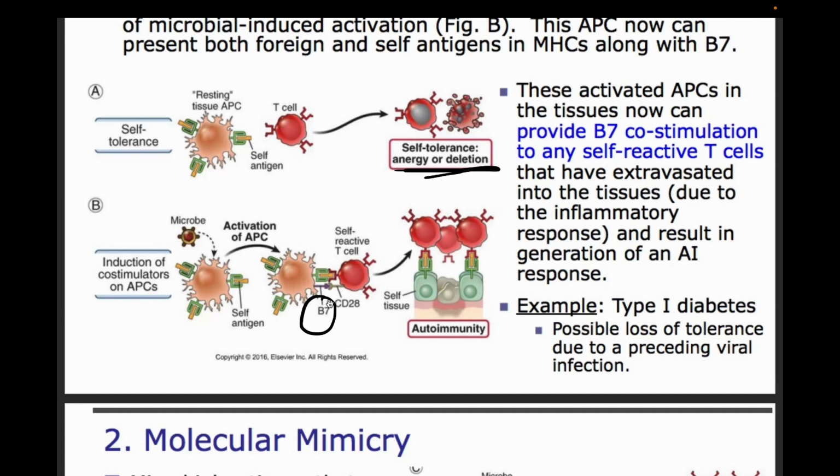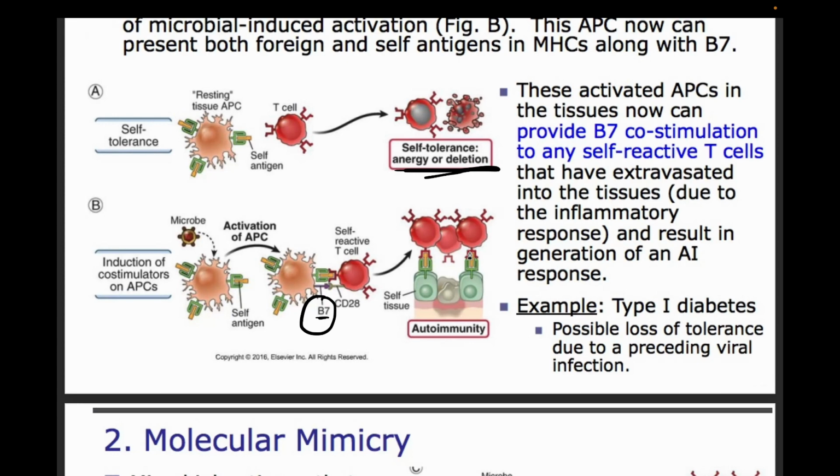And we said that self-reactive T cells have extravasated into the tissue, into the battle. When it recognizes the self antigen on the mature APC, the B7 signal is present, so we will not have anergy, we will not have apoptosis, which is what normally happens. What will happen is activation of self-reactive T cells. Therefore, proliferation will happen and we will have autoimmunity.